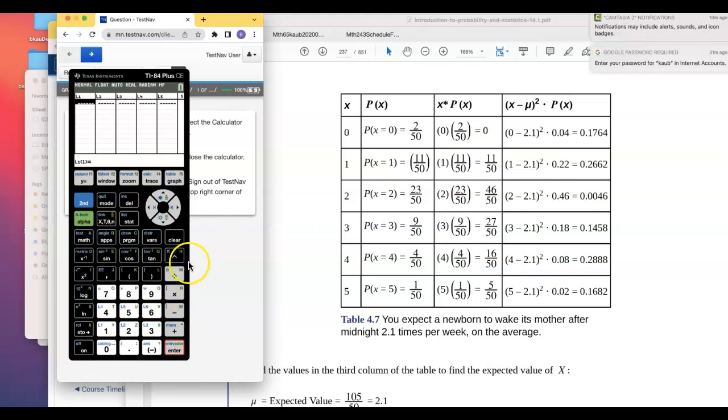Okay, you're going to put 0 through 5 in. 0, enter, 1, enter, 2, enter, 3, enter, 4, enter, 5, enter. And then you're going to enter the probabilities. Well, you can just do the division here. Here are the probabilities, 2 divided by 50. So 2 divided by 50.